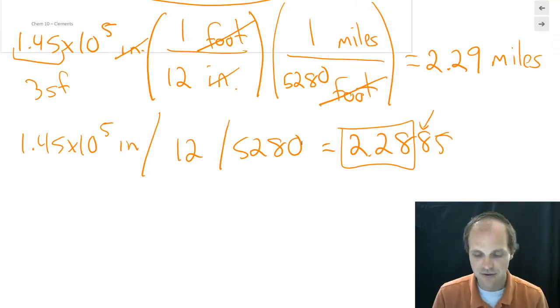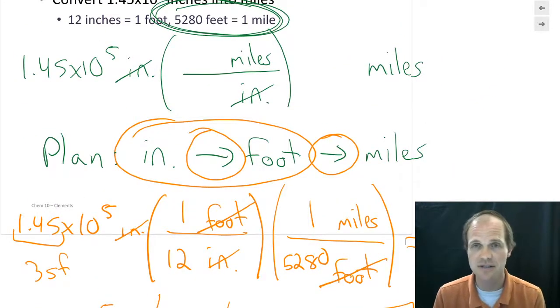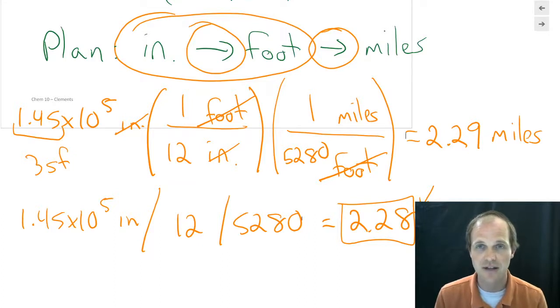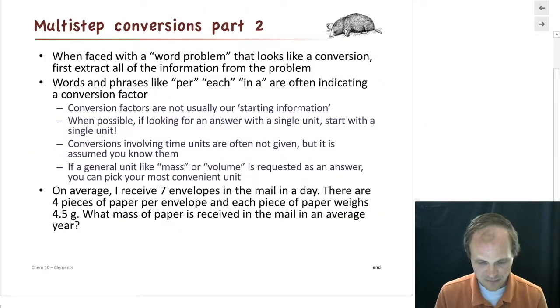All right. So that is what we do when we do our multi-step conversions, is we put together a plan. Just the units, just inches to feet to miles. Then we follow that plan when we put together our conversion factors, and we cancel the units and make sure we get the units that we want. So let's do another example. Here it's going to be a little bit more word problem-like.